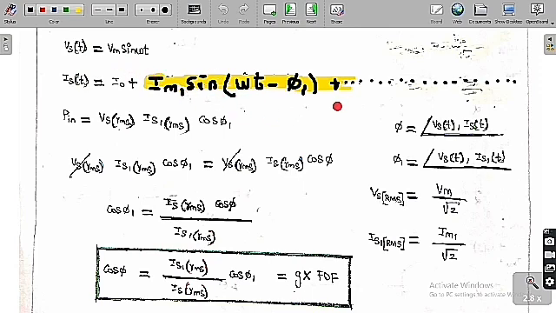Therefore we can say that Vs RMS into Is1 RMS into cos of phi1 is equal to Vs RMS into Is RMS into cos phi. So these both are equal, so we are going to cancel. So cos phi is equal to Is1 RMS by Is RMS into cos phi1. So this is called the distortion factor, and this is the fundamental factor. Everything is the same, I just added the small correction, which is Is of t is equal to I0 plus Im1 sin(omega t minus phi1) plus Im2 sin(2 omega t minus phi2), and it goes on.